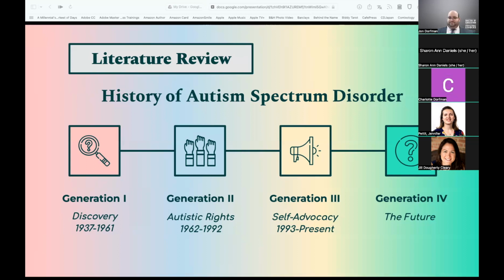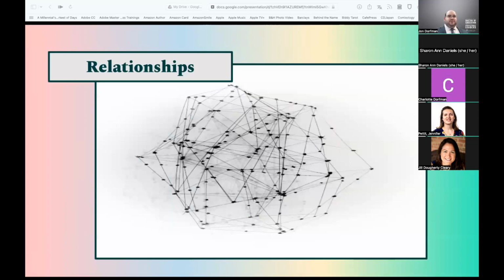Getting on to some of the research, this image kind of looks like a bunch of interconnected dot points on a dot graph, you know? That's kind of symbolic of the relationships across the autism spectrum. Young adults have often felt social isolation and bullying and difficulties forging friendships due to their disability. However, increasing opportunities for socialization has been shown to improve outcomes.